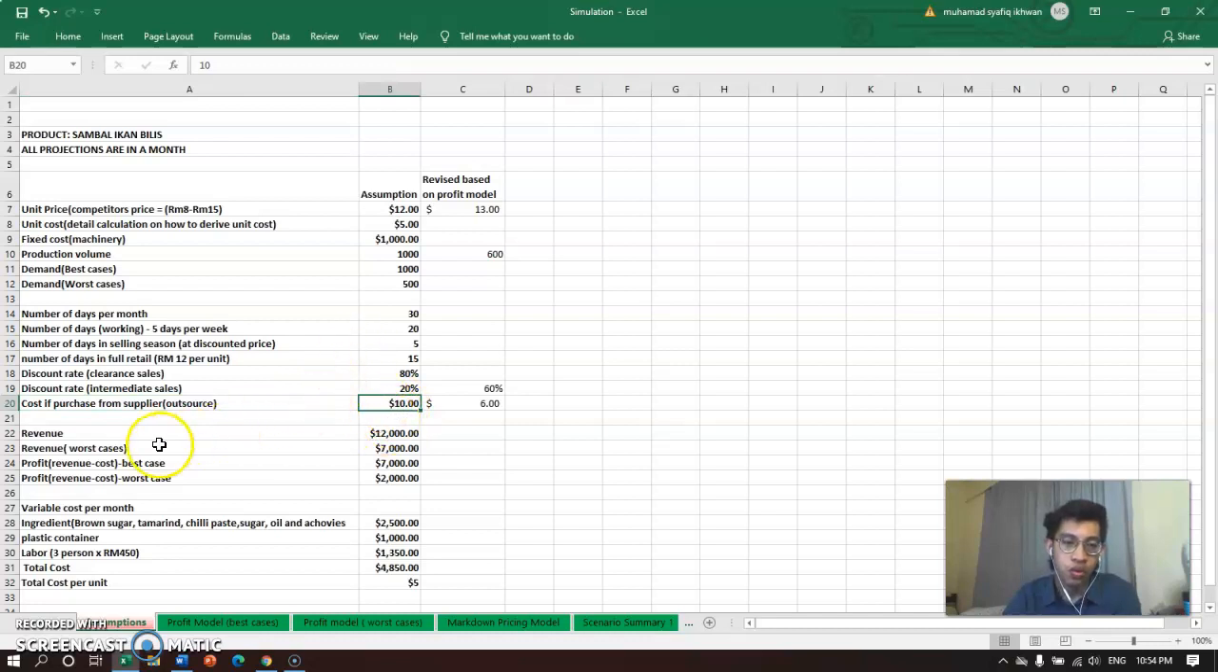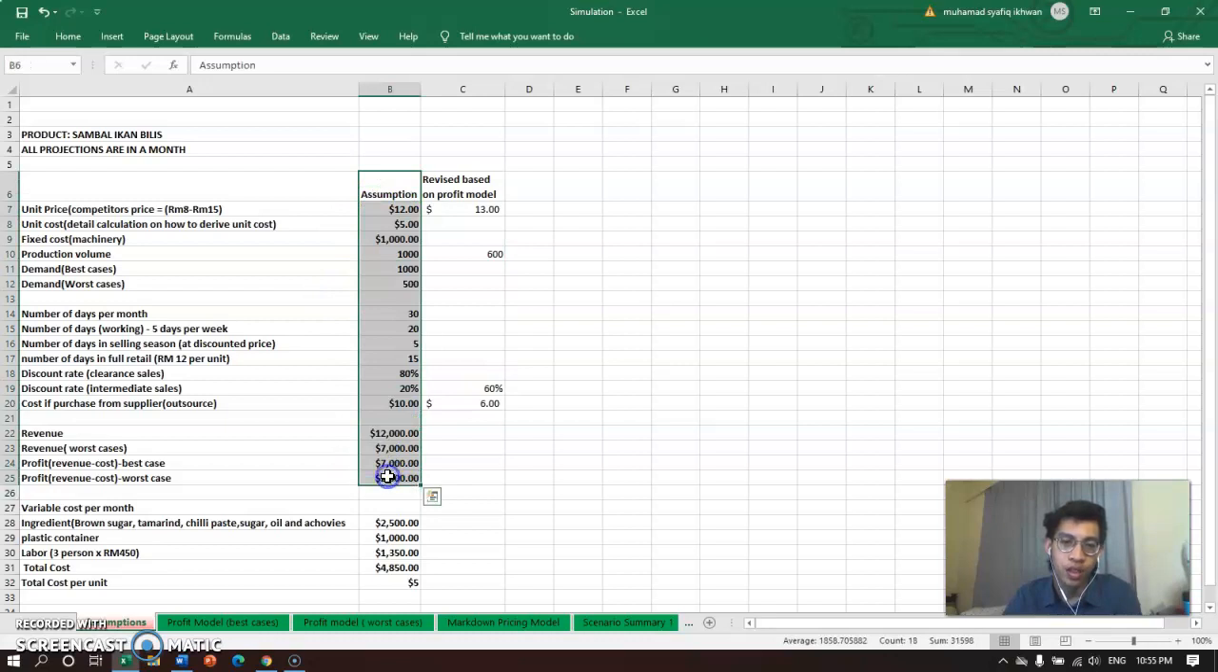And then we go to revenue. For total revenue per month, I'm assuming for my best case it is 12,000 ringgit, and the profit for my best case is 7,000 ringgit per month. For my worst case, total revenue is 7,000 ringgit, and my profit is at least 2,000 ringgit per month. This is just my earlier assumption.